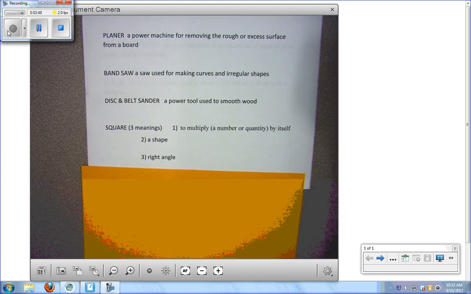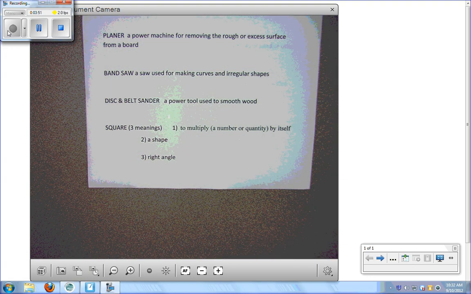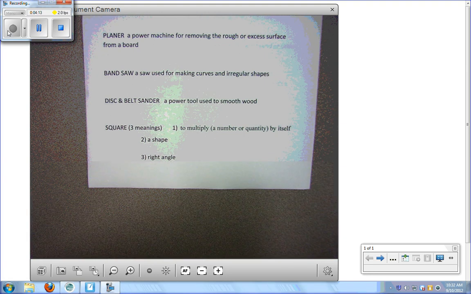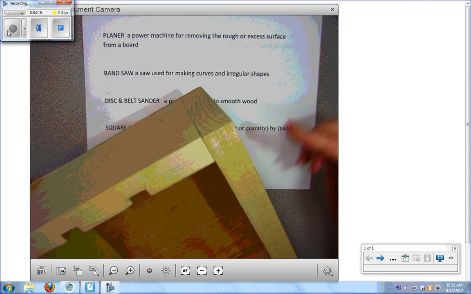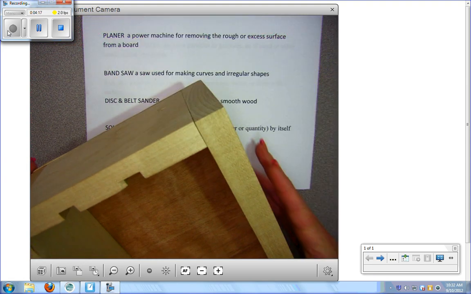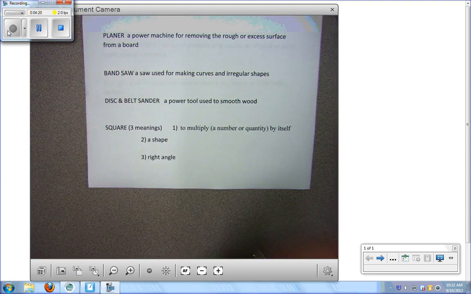The next vocabulary word is the square. Okay, the square has three meanings. One would be in math where we're talking about multiplying. So you would square a number. 2 by itself would be, to the fourth power. There's also the shape of a square. Most all of you know exactly what the shape of a square looks like. And then the square that we're going to be talking about a lot is a right angle, making sure that our edges fit together nice and square on the corner of our box. So we want to make sure that we have a square angle. Okay, right angle, 90 degrees.